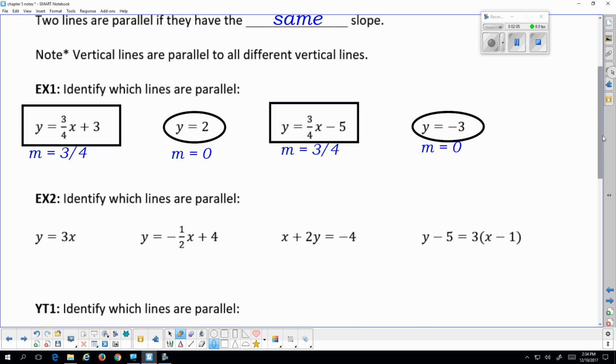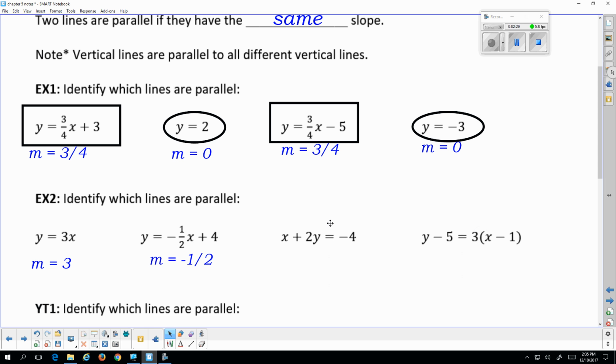Example 2, we'll do this again just so we can go over it again. In example 2, identify the lines that are parallel, and once again we need to do the slopes. So in the first one, what's the slope? The slope is 3. In the second one, what's the slope? The slope is -1/2.